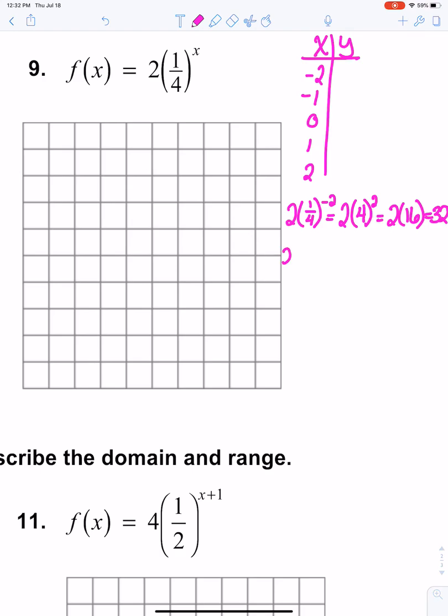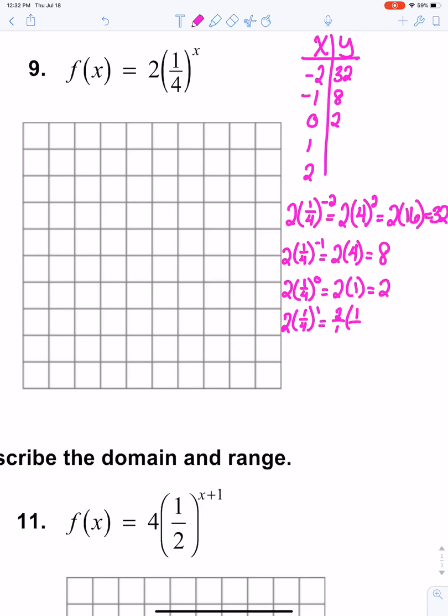Okay? 2 times 1/4 to the -1 power is equal to 2 times 4. 2 times 4 is 8. Okay, so we have 32. We have 8. 2 times 1/4 to the 0 power is equal to 2 times 1, which is just 2. 2 times 1/4 to the first power is equal to 2/1 times 1/4, which comes to 2/4, which is equal to 1/2.